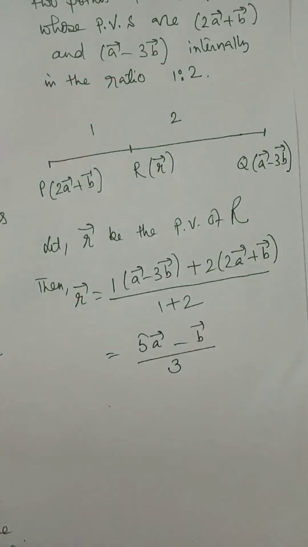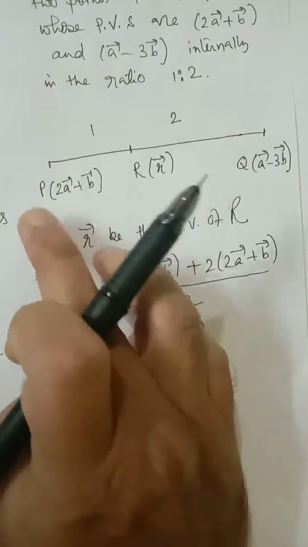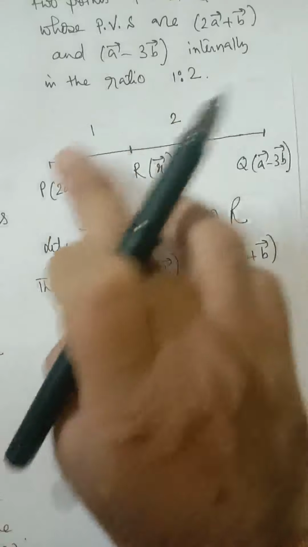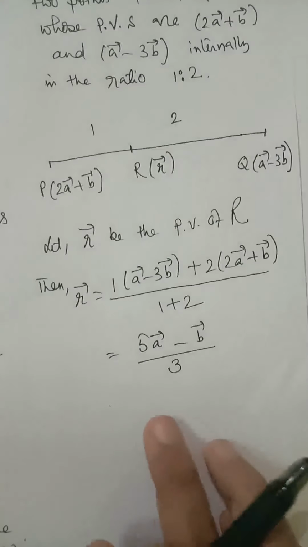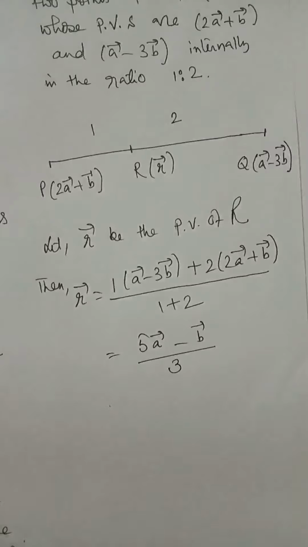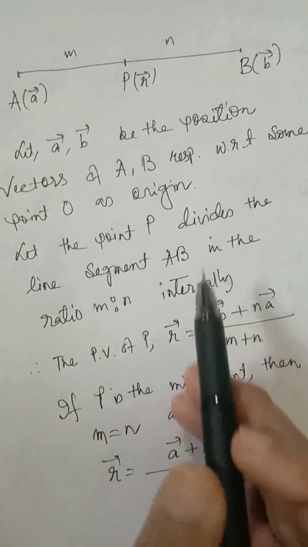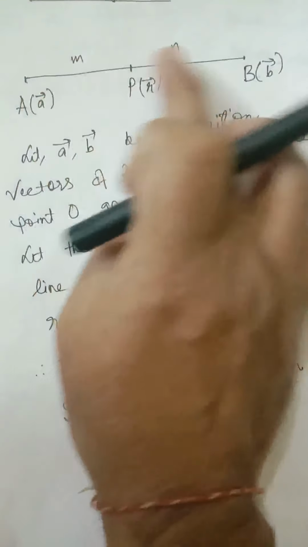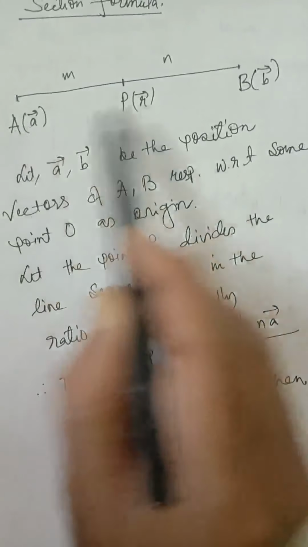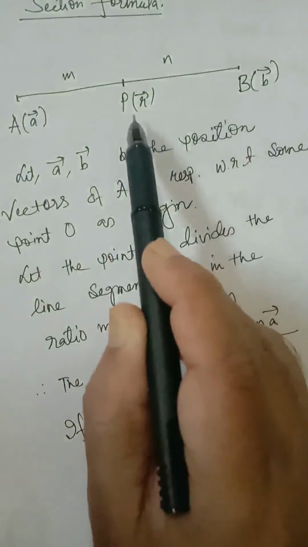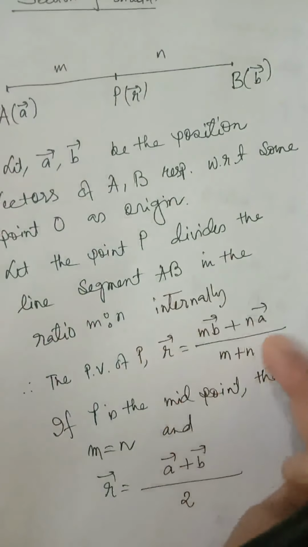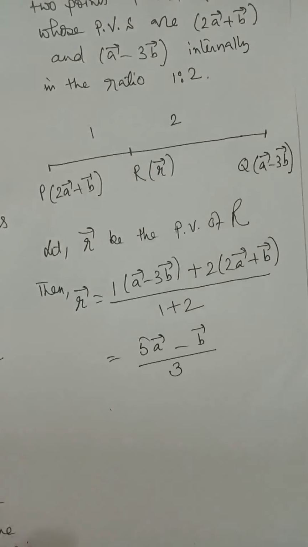So we have used the section formula here. If the point R divides PQ in the ratio m:n, the position vector of R will be m into this plus n into this by m plus n. Here I am showing the section formula again. Suppose the point P divides line segment AB in the ratio m:n, where the position vectors of A and B are A vector and B vector. Then the position vector of P will be m into B vector plus n into A vector by m plus n. This is the section formula, and using this result we get this.